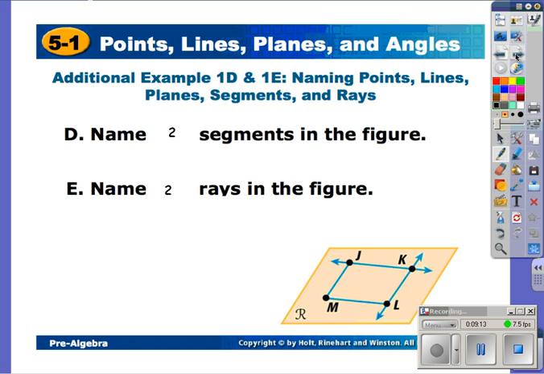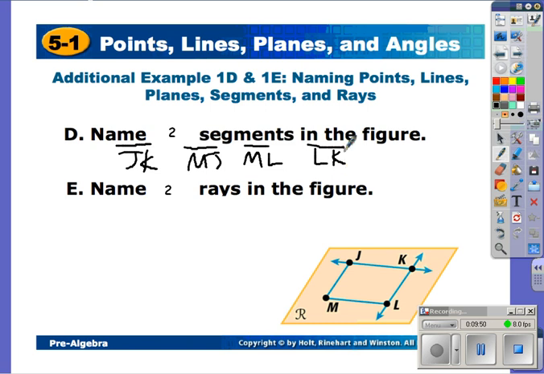Last one here, I believe. Name 2 segments in the figure. Name 2 rays in the figure. So take a second, pause, see if you can do it. All right. So name 2 segments in the figure. I'm not going to write all these down because there's way too many. But you could have said JK. I'll write a few. Make sure that your line above it does not have any arrows. You could have said MJ. You could have said ML. You could have said LK.